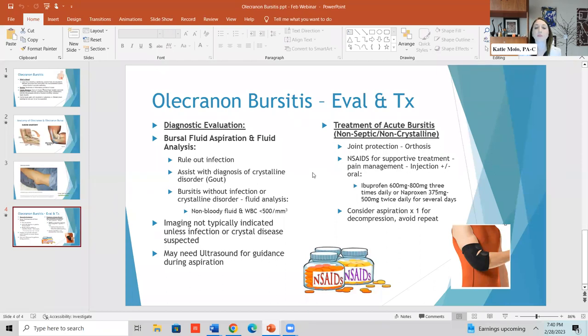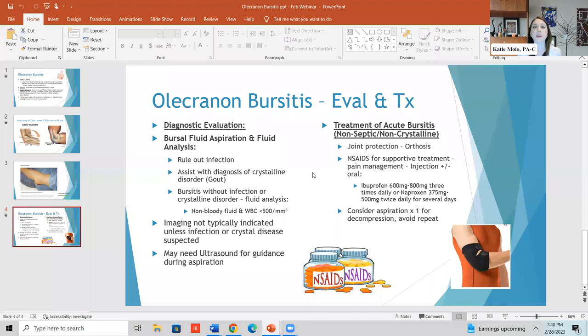What this does is it rules out infection. This is particularly important with septic bursitis. And it'll look at crystals too and tell you if the person has gout beyond what a serum uric acid level will do. So you can have bursitis without infection or crystalline disorder.